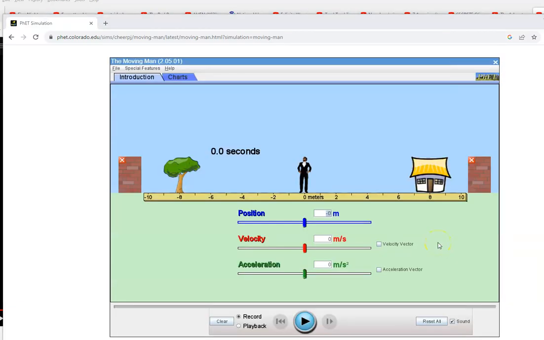The moving man will represent your object through time in terms of the vector quantities of position, velocity, and acceleration.